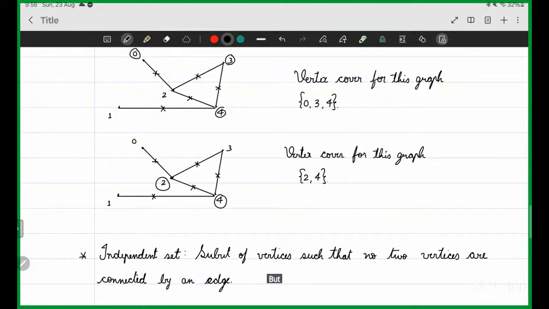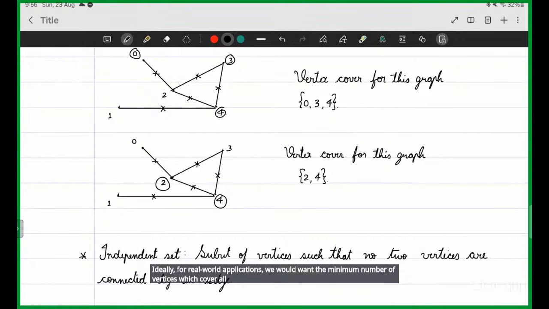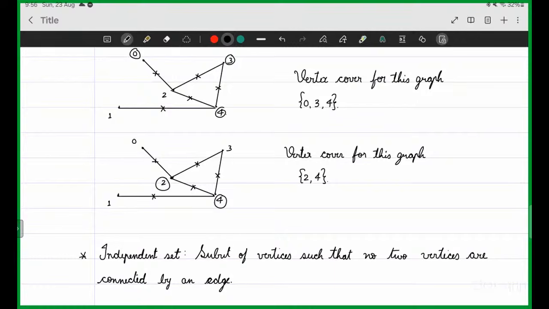But ideally, for real world applications, we would want the minimum number of vertices which cover all possible edges. So let's say we are finding the vertex cover like this. Other doubts? Yes, sir, please.